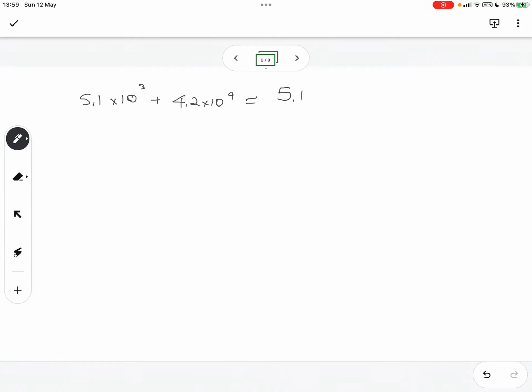We can have this one is 5,100 plus 42,000, and this is 47,100. Yes, and this is the same as 4.71 times 10 to the power 4. So there's two ways to do this.